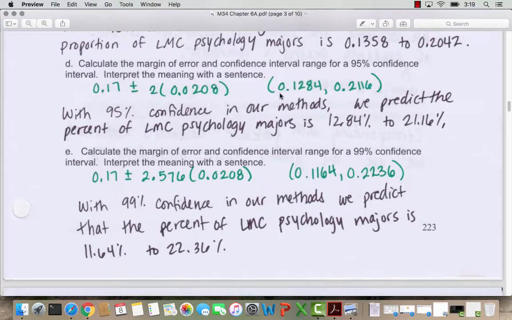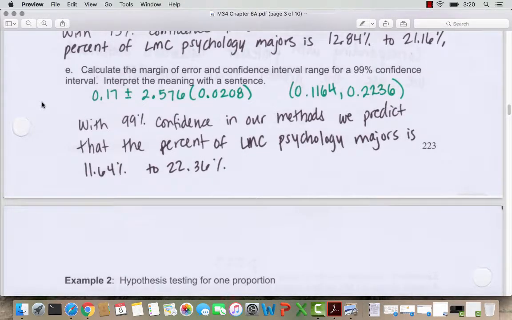Notice the lower bound is lower and the upper bound is higher because we are more confident. We're 95% confident now in our methods. We need to have a wider range of possible values. So with our interpretation, we say, with 95% confidence in our methods, we predict the percent of LMC psychology majors is 12.84% to 21.16%. Notice earlier I made a proportion in my statement, and now I'm making a percent in my statement. Either way is a reasonable way to express the values in your confidence interval.